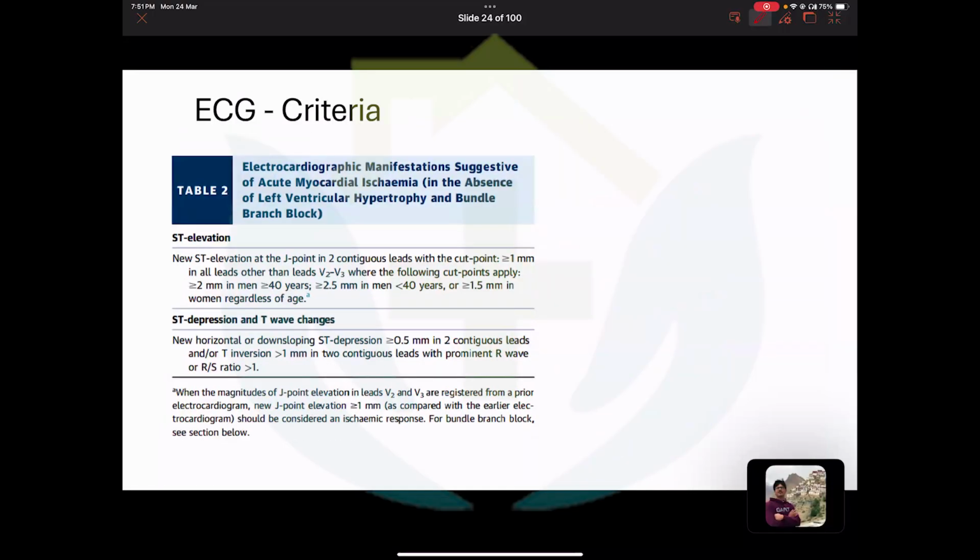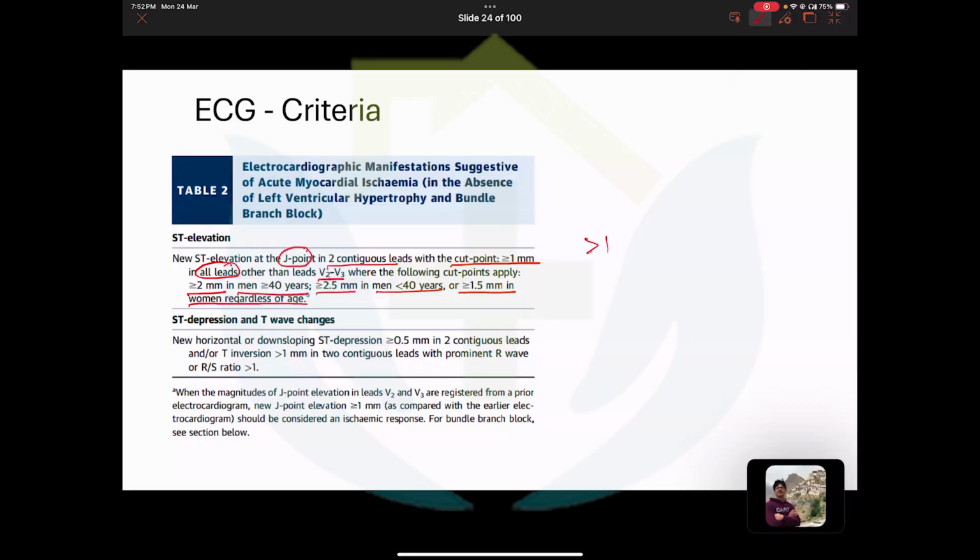Okay. So ECG criteria, this is just theoretical. New ST elevation at the J point in 2 contiguous leads with a cut point of more than 1 millimeter. This is for all leads. The only exceptions are V2, V3. So V2, V3 have an age and sex specific cutoff. So men more than 40 years, it needs to be more than 2 mm. In men under 40 years, it has to be more than 2.5 mm. And in all women, regardless of age, it is more than 1.5 mm.